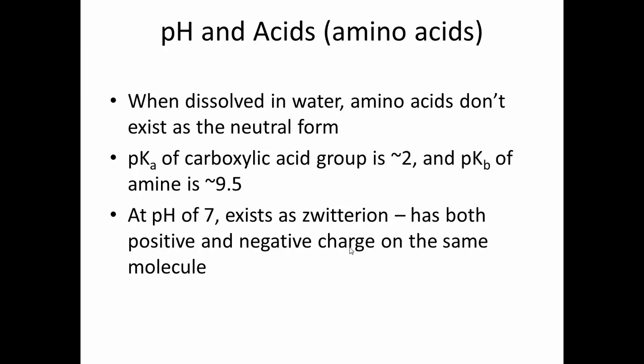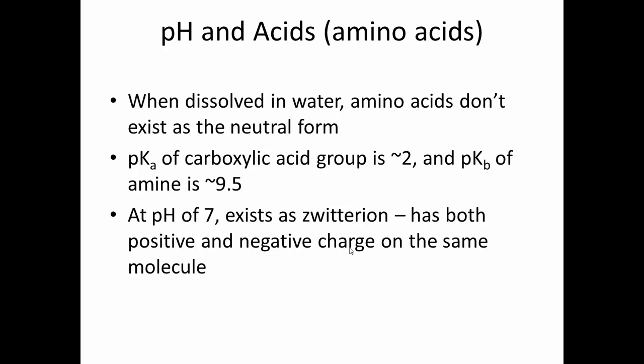So this brings us to talking about pH and acids, namely amino acids to start with anyway. And this will all make sense and it'll all be tied together a little bit later here. But for amino acids, when dissolved in water, they don't exist in the neutral form. So they have a certain charge to them usually. And that is determined by this thing called the pKa. The pKa of a carboxylic acid group on an amino acid is usually around 2, and the pKa of the amine group on an amino acid is usually around 9.5.